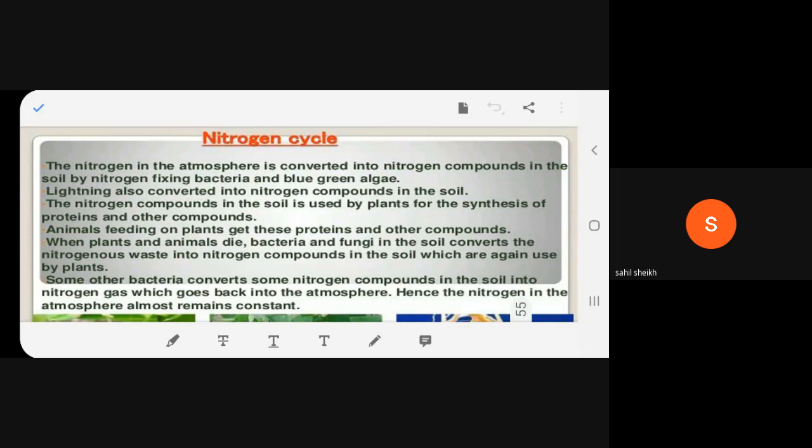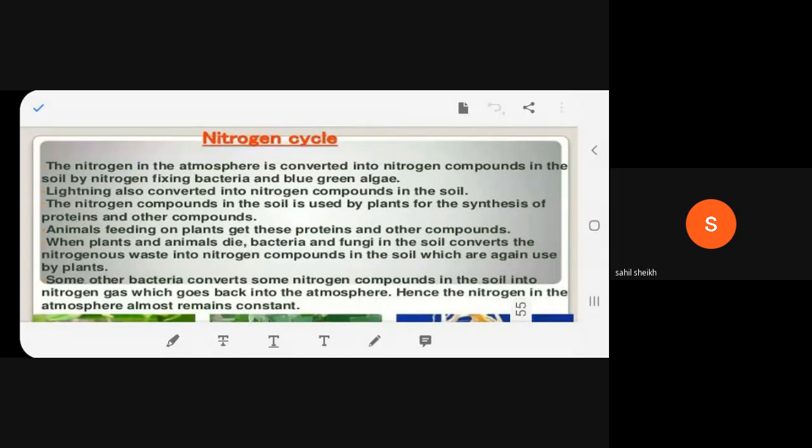The nitrogen in the atmosphere is converted into nitrogen compounds in the soil by nitrogen fixing bacteria and blue-green algae. Explain. It means atmospheric nitrogen is converted into compounds by bacteria and blue-green algae. Where are they present? In soil. Very good. They are present in soil. Okay, next.